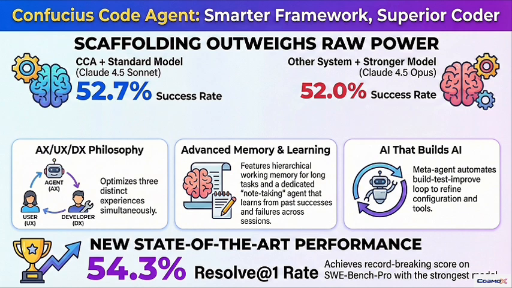So does all this actually translate to better performance? What do the numbers say? The numbers are stark. On the SWE-Bench-Pro benchmark, which is the gold standard for these tasks, CCA hit a 54.3% resolve rate. And how does that stack up against the big commercial models? It beat them, including systems running on Claude Opus 4.5. But here's the real aha moment. A weaker model, using this better scaffolding, actually outperformed a stronger model with bad scaffolding. Wow, so that proves the hypothesis. The environment really does beat raw IQ.